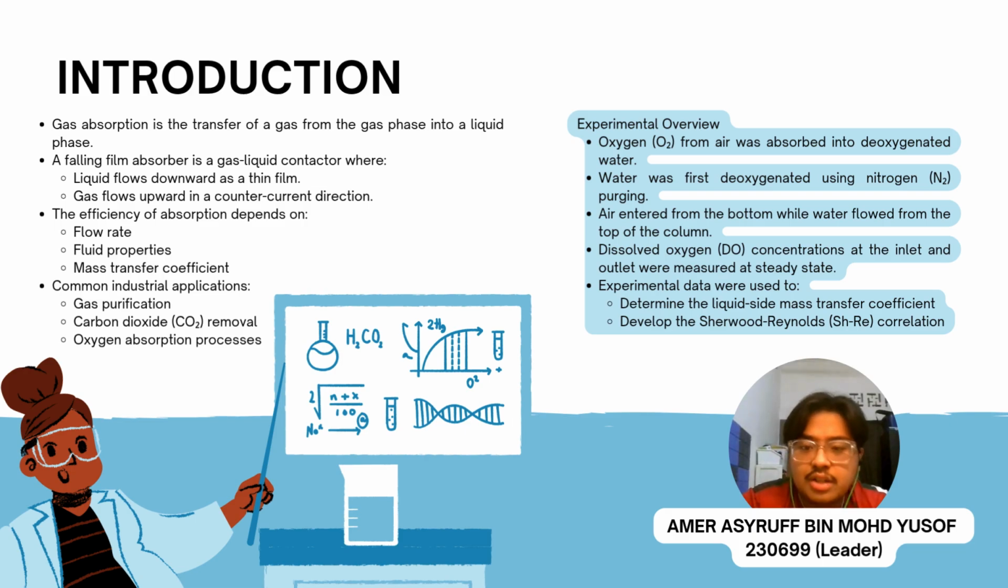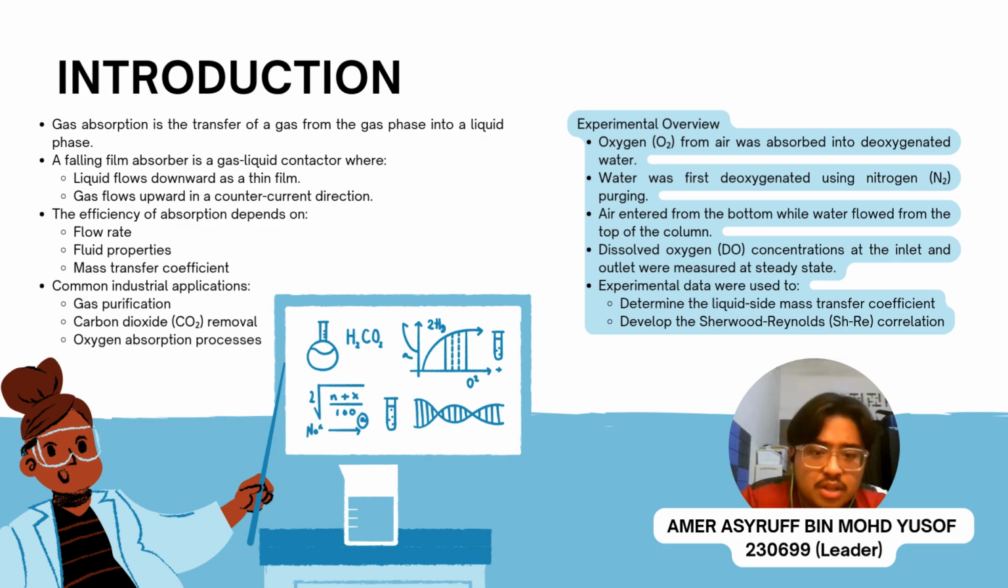Introduction. Gas absorption is the transfer of a gas from the gas phase into a liquid phase. A falling film absorber is a gas-liquid contactor where liquid flows downward as a thin film and gas flows upward in the countercurrent direction. The efficiency of absorption depends on flow rate, fluid properties, and also the mass transfer coefficient itself. Common industrial applications that we can find nowadays are in gas purification, carbon dioxide removal, and also oxygen absorption processes.